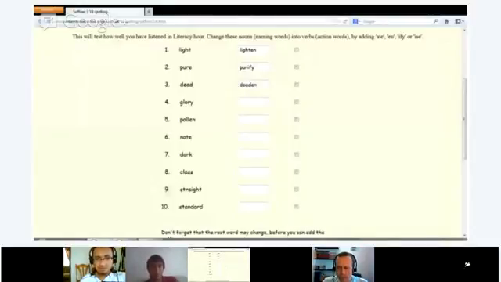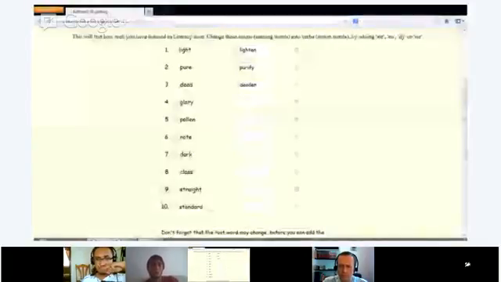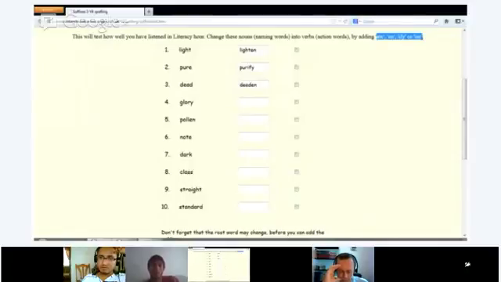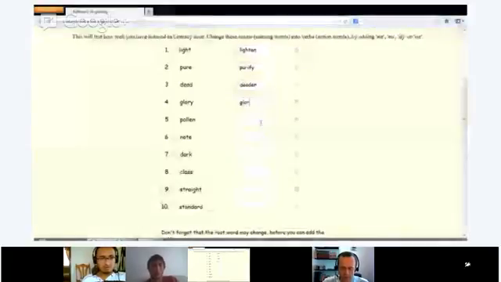Glory. Tell me what I need to do here. Okay, well, we want to add an ending, or add a suffix, to the end of the word to change it from a noun into a verb. Glory would be a noun, but what would be the verb form of that noun? What do you think? Maybe, I'm not sure, but gloriate, no?